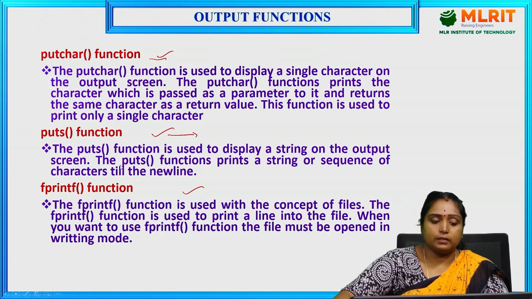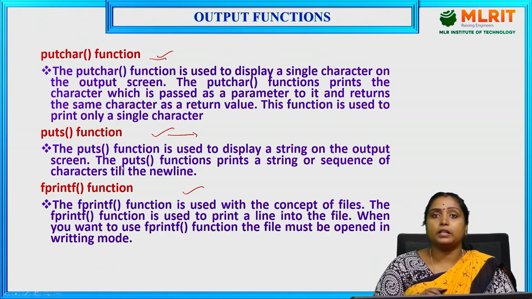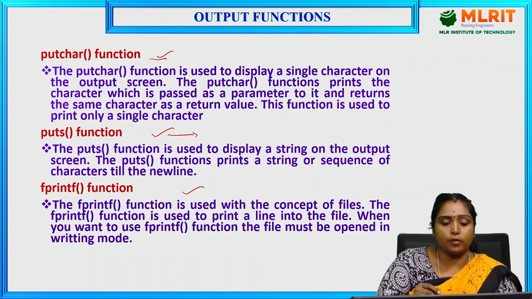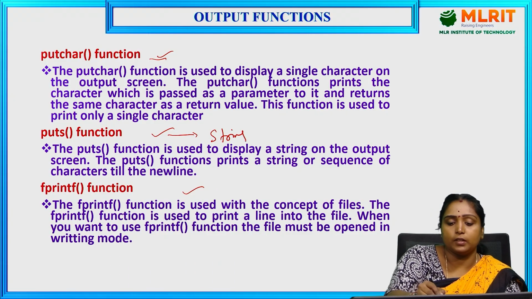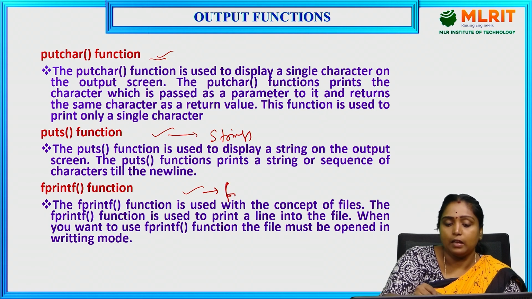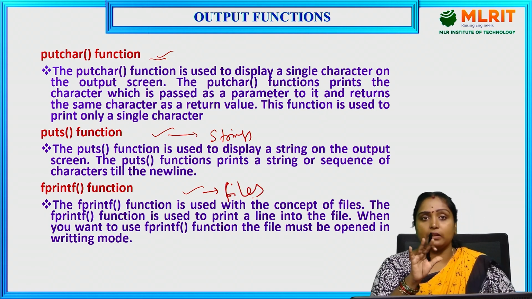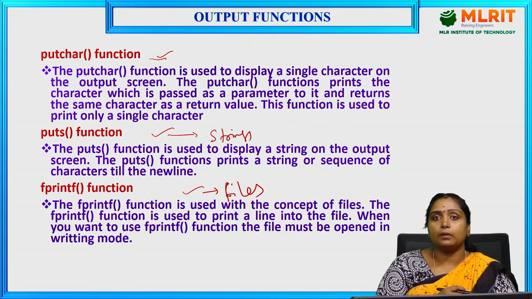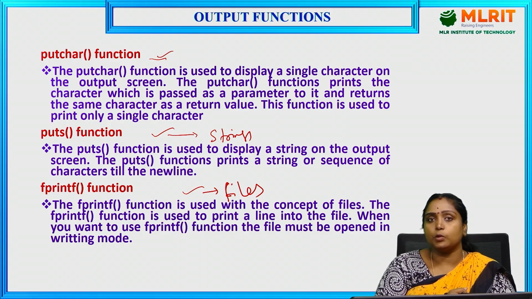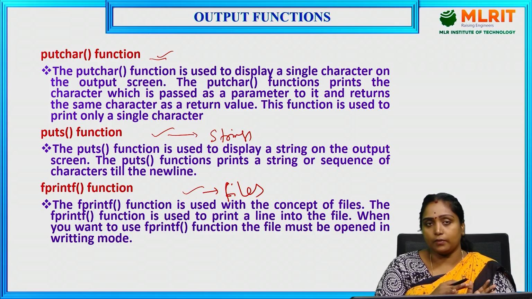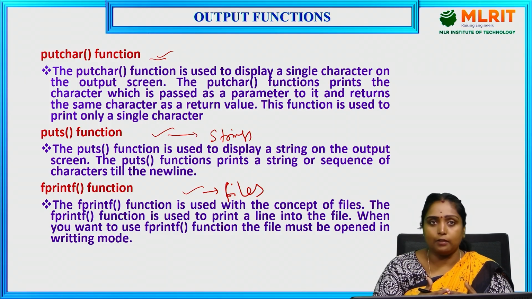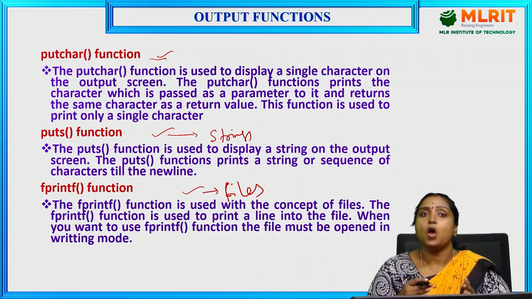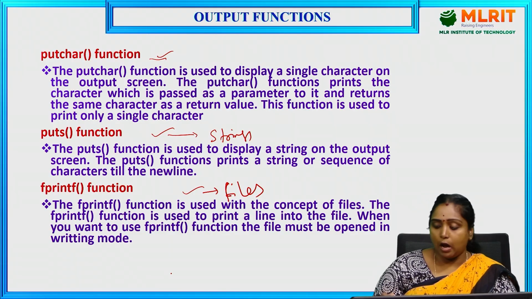Okay. The next one is the fprintf statement. The fprintf function is used in the concept of files. Puts will be used in the concept of strings, and this will be used in the concept of files. Here we will print the values not on the console screen but in another file. So we can print line by line into a file. We will open a file, and the file should be in writing mode, and the values will be printed on the file. So this is how the output functions will work.